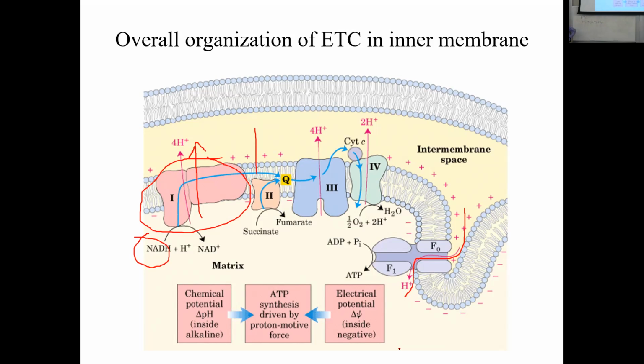Succinate dehydrogenase, the second complex, does not pump any protons. Complex 3, for 2 electrons that pass on to cytochrome C, again pumps 4 protons. The complex 4, for 2 electrons coming in, we have 2 protons coming out. Okay. All of these protons then re-enter through the ATP synthase, and that's how we are going to generate ATP.